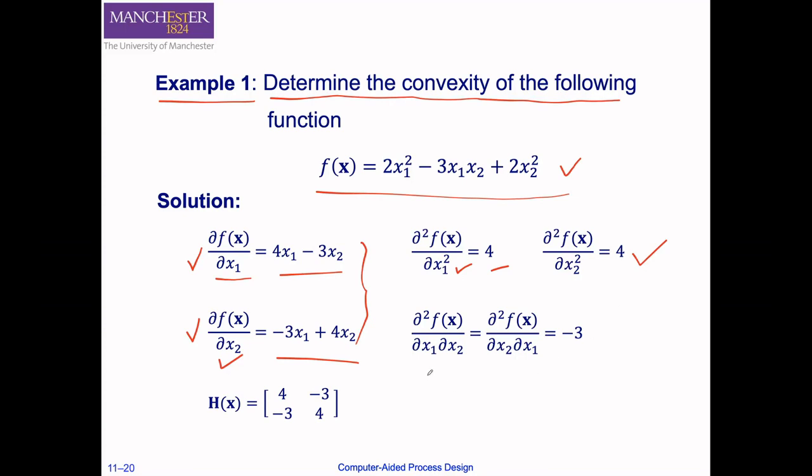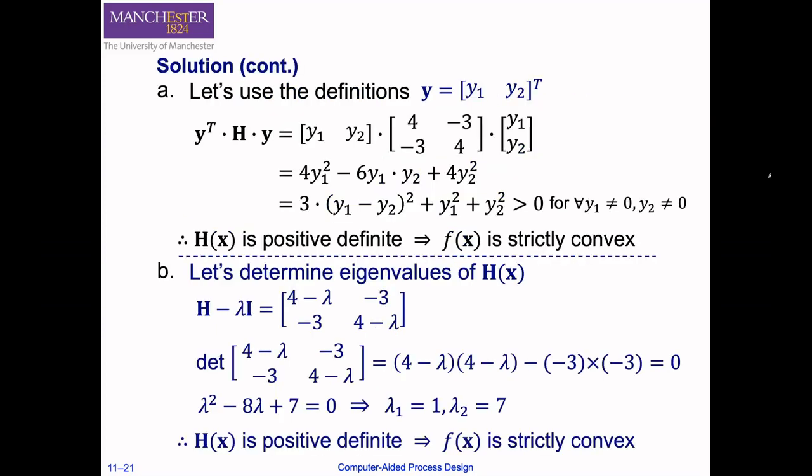And the second partial derivative with respect to x1 and x2, or x2 and x1, both are the same, is equal to minus 3. Then we can obtain the Hessian matrix of this function f(x). Now we want to determine the status of the Hessian matrix.